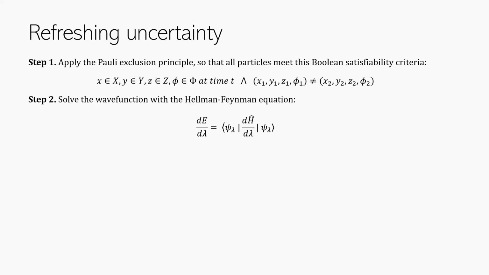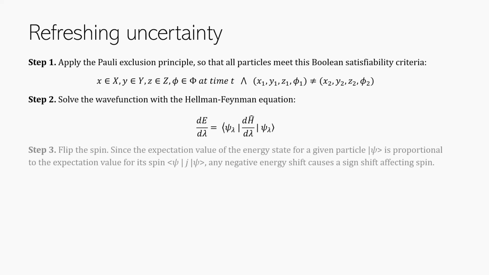Step 2. Now we can collapse the wave function or reduce the density of possible system states with the Hellmann-Feynman equation. And when we solve for the Hamiltonian operator, we're solving for how energy is redistributed across the system. And obviously, this is all happening at the same time, but we're separating it into steps to clarify the various aspects of this computational process. Now, step 3. As the Hamiltonian is solved, we flip the spin. Since the expectation value of the energy state for a given particle is proportional to the expectation value for its spin, any negative energy shift causes a sign shift affecting the spin, and time symmetry is broken.